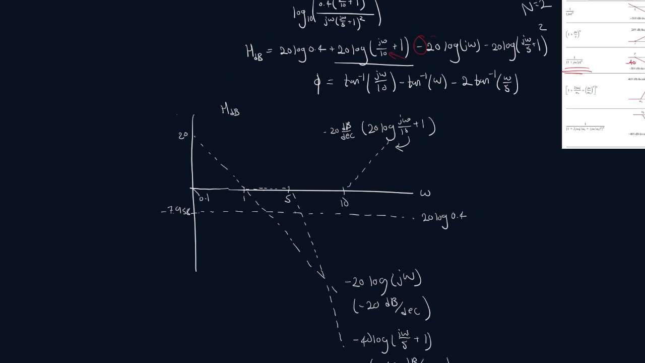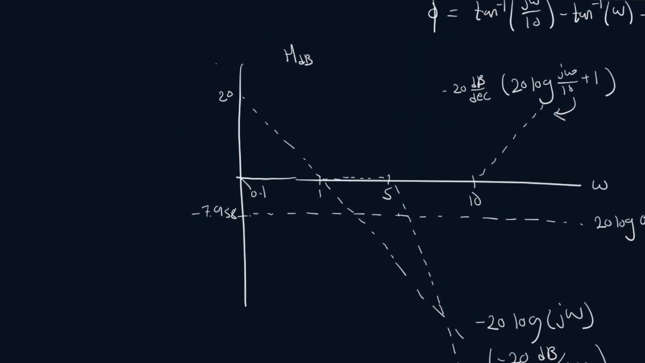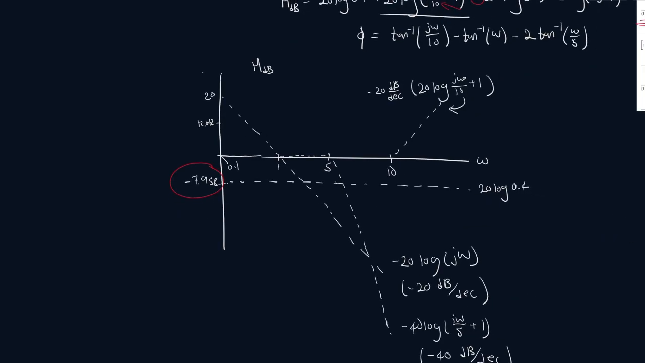So now let's make our Bode plot. So we have to first add up our beginning values. So 20 minus 7.958, that's 12.042. So we'll start here. And this has a slope of minus 20 decibels per decade. So it's going to be going down until we hit 0.1.